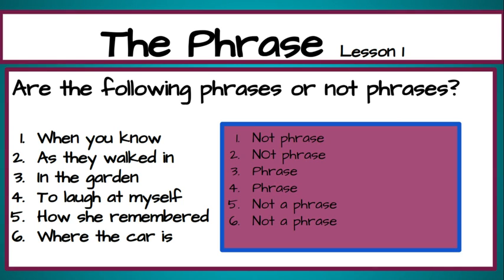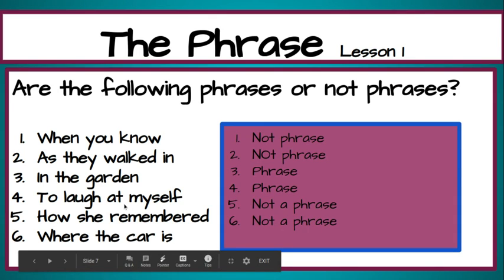In the garden, this is a phrase. It starts with the preposition in. It doesn't have a subject, and it doesn't have an action. To laugh at myself. This is also a phrase. It starts with the preposition to, but more than that, it doesn't have an action because laugh, although it might seem like an action, no one's doing that. There's not a subject doing the action. So that's not considered an action in this case. It's actually considered an infinitive, which we'll talk about in 8th grade. All right. At myself, again, not a subject because it doesn't have a verb.